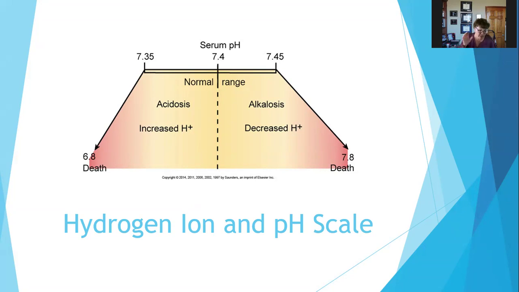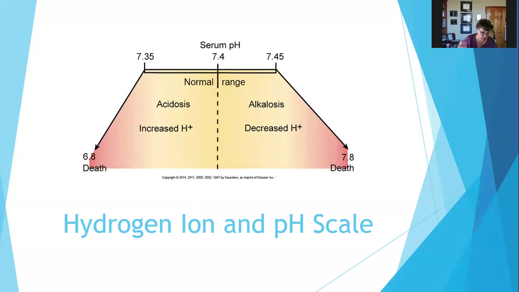So the body normally has a slight tendency towards acidosis or lower pH because cellular metabolism is constantly producing carbon dioxide. Remember, cellular metabolism, we're burning hydrocarbons and oxygen with the byproducts of water and carbon dioxide. So carbon dioxide, when it's dissolved in fluid, which blood is fluid, exists as carbonic acid.